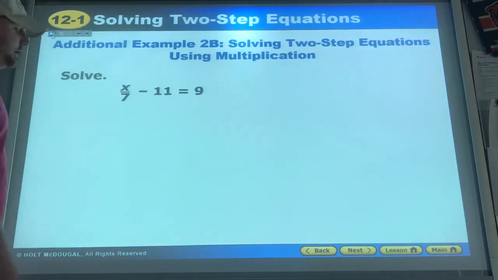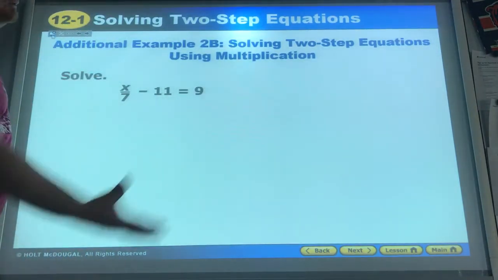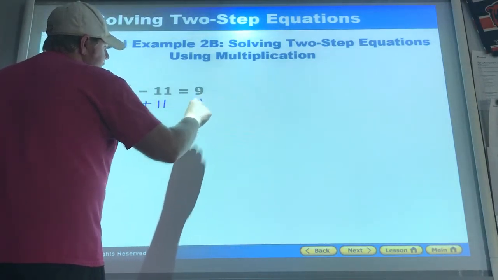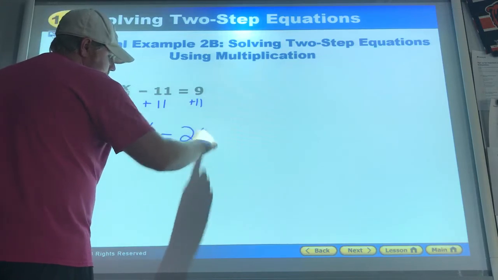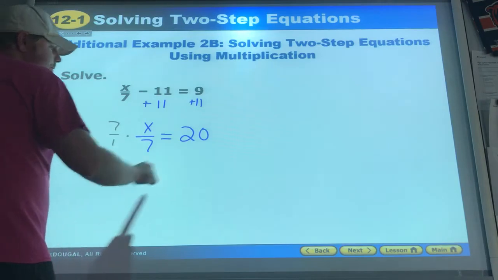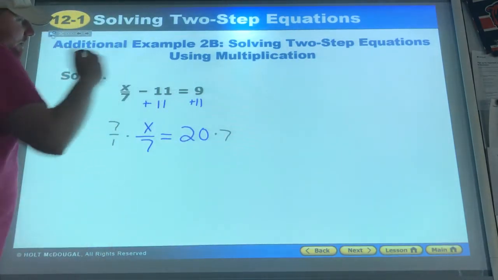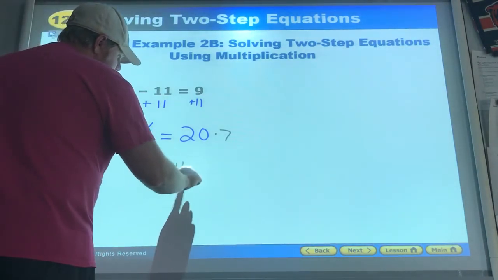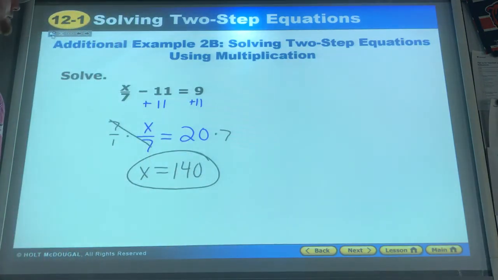Okay, here we go. We want to focus on addition and subtraction first because we're doing them in reverse. We would add 11. X over 7 equals 20. To undo division, I multiply. 7 over 1 is the same as 7 because 7 divided by 1 is 7. Those now cross out. 140 is my answer for X.